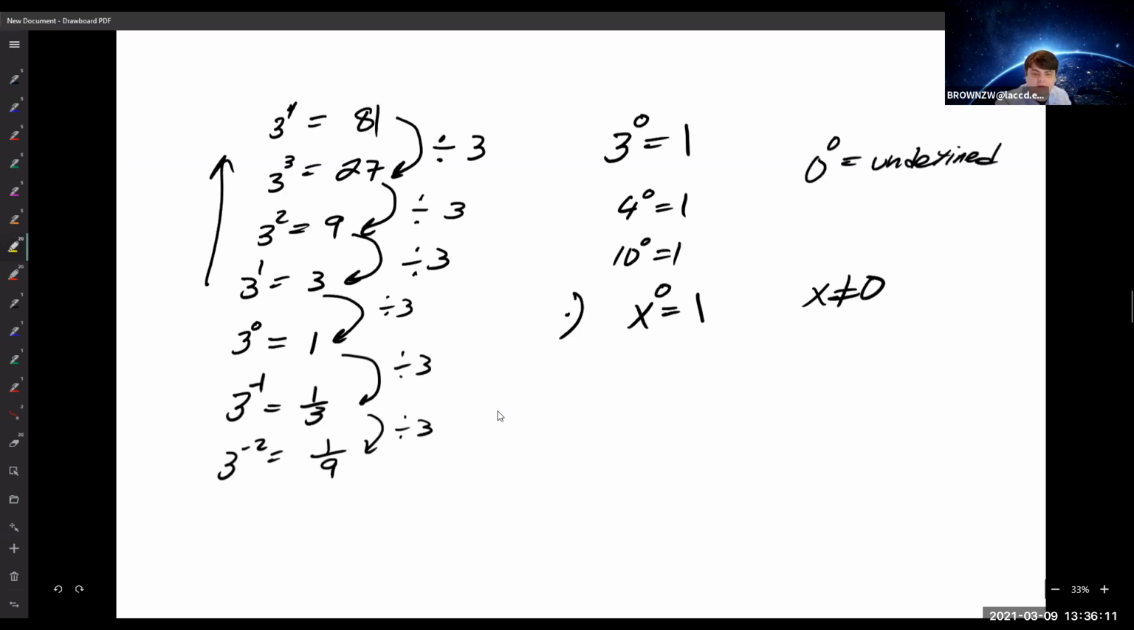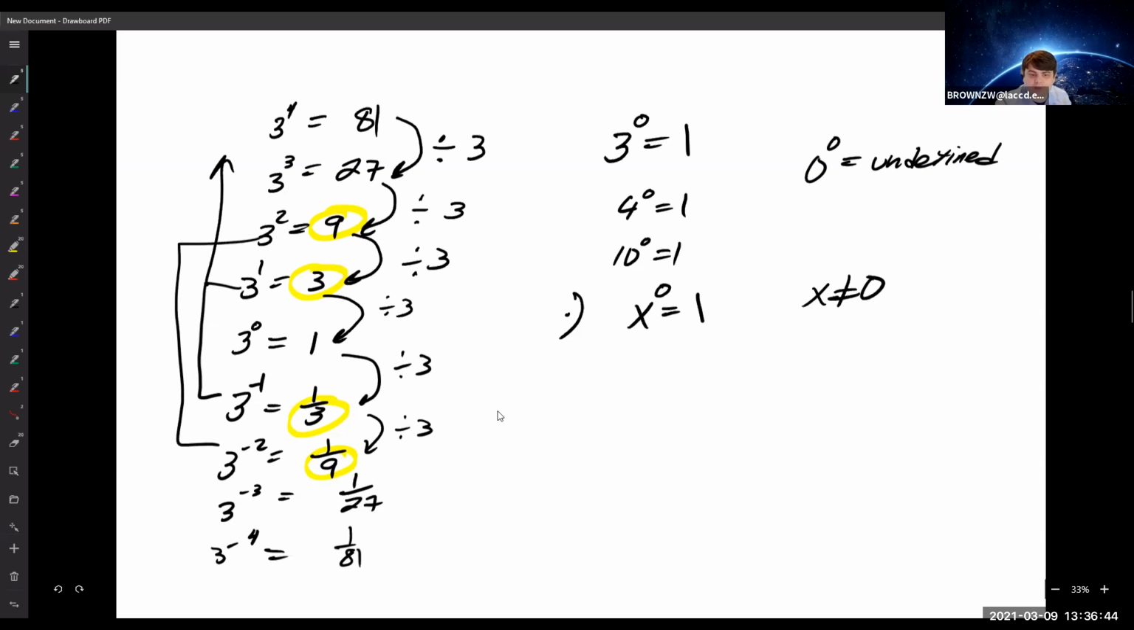And we're starting to see a pattern here. Basically, this number here is the same as this number here, just as a reciprocal. This number here is the same as this number here, except as a reciprocal. So we can kind of go through 3 to the negative 3, 3 to the negative 4. Without even doing the math, we can say 3 to the negative 3 is just 1 over 27. 3 to the negative 4 is 1 over 81. And we have this pairing here, which is that anytime you have a negative power, the negative power and the positive power are just reciprocals of one another.